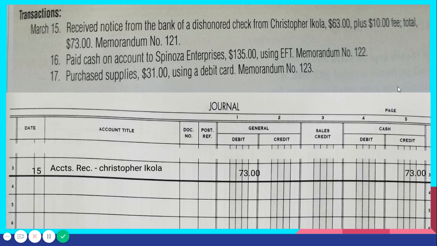March 16th, we paid cash on account to Spinza Enterprises for $135 using EFT. Again, it's just coming out of our cash for EFT. We paid cash on account, so we're lowering our debt. So it's going to be accounts payable. We're lowering our debt, so accounts payable, normal balance is credit, so we put it on the debit side. And coming out of our cash will be cash credit.